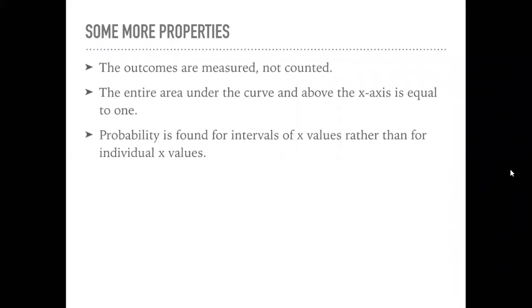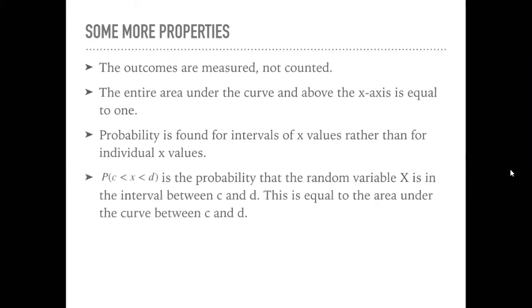And now a unique thing here for our continuous random variables is that probability is found for intervals of x rather than for individual values of x. And we're going to explore this a little bit more as we continue on this chapter. But really what this shows us is that the probability that c is less than x is less than d is the probability that random variable x is in the interval between c and d. And it's equal to the area underneath the curve between c and d.